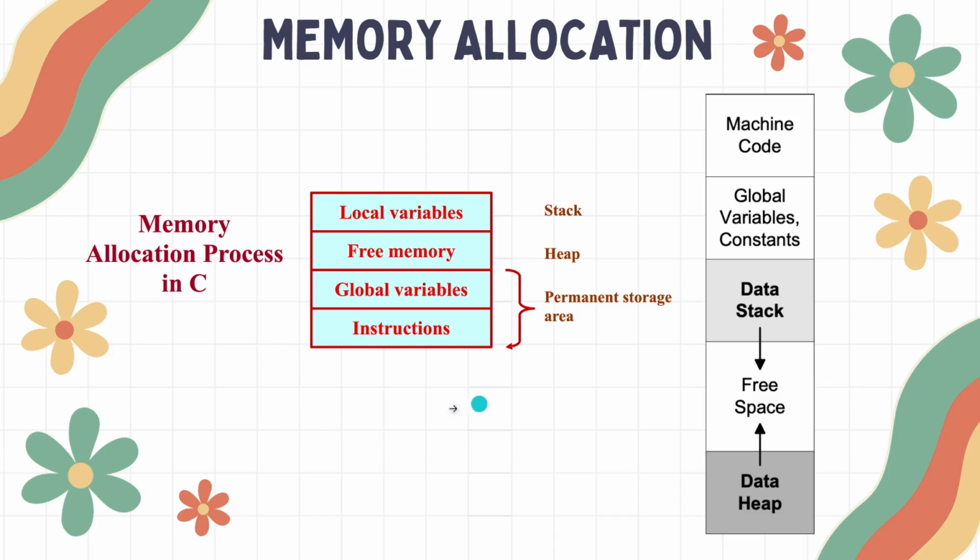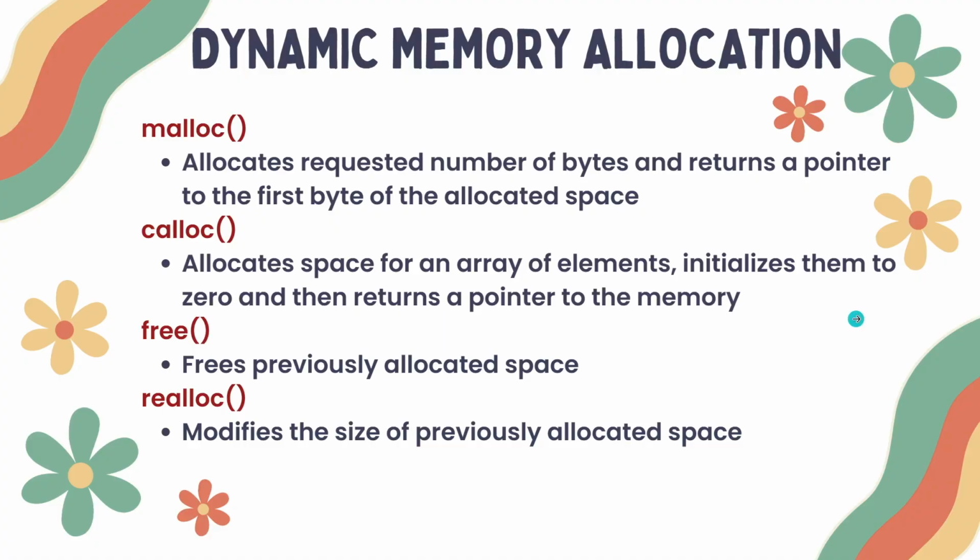As you see here, the portions corresponding to instructions and variables are the permanent storage area, and the portions corresponding to stack and heap are going to expand and shrink during the run of the program. We call those portions part of dynamic memory allocation, and to support it we have certain functions. Here is the list of functions which support this concept.